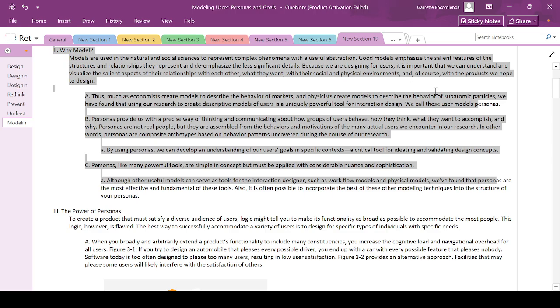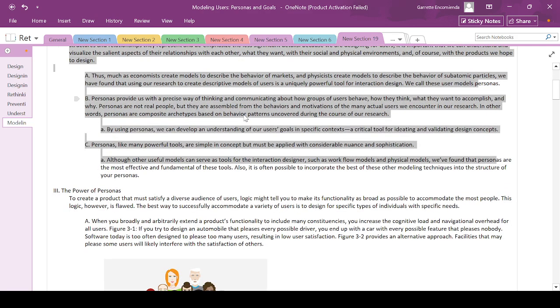Because we are designing for users, it is important that we can understand and visualize the salient aspects of their relationship with each other, what they want with their social and physical environments, and of course, with the products we hope to design. Thus, much as economists create models to describe the behavior of markets, and physicists create models to describe the behavior of subatomic particles, we have found that using our research to create descriptive models of users is a uniquely powerful tool for interaction design.